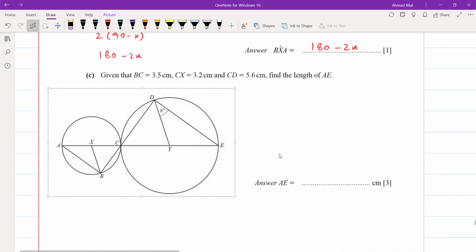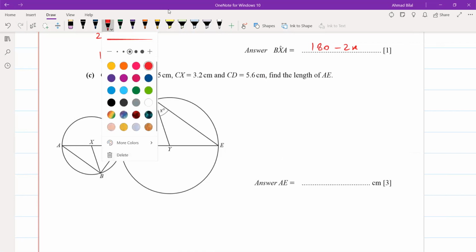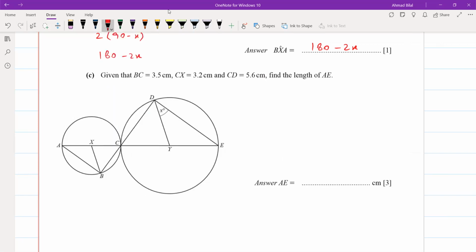Okay, yeah. So what are we given? BC is 3.5, so this length is 3.5. CX is 3.2, so this is also going to be 3.2, because XB is also a radius.